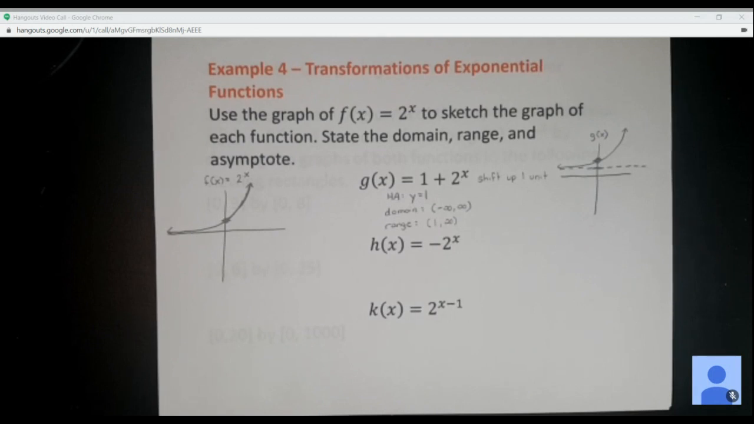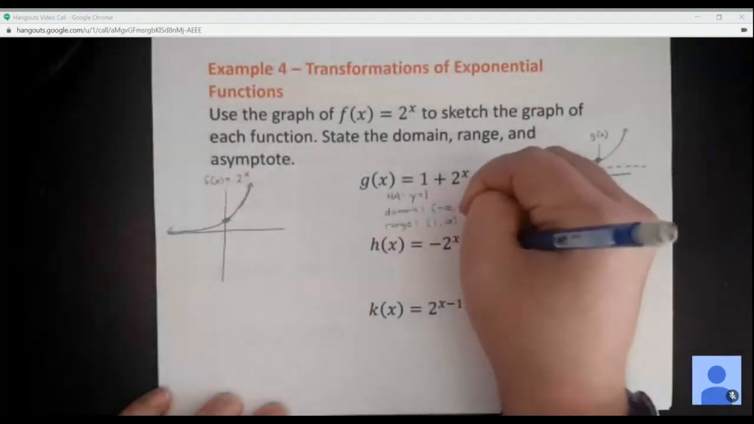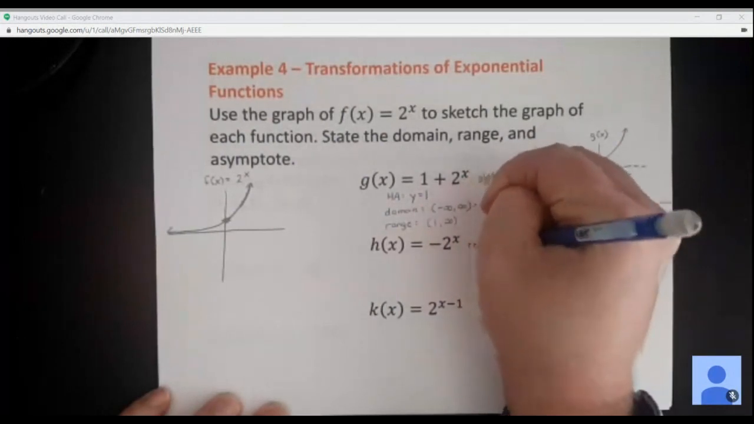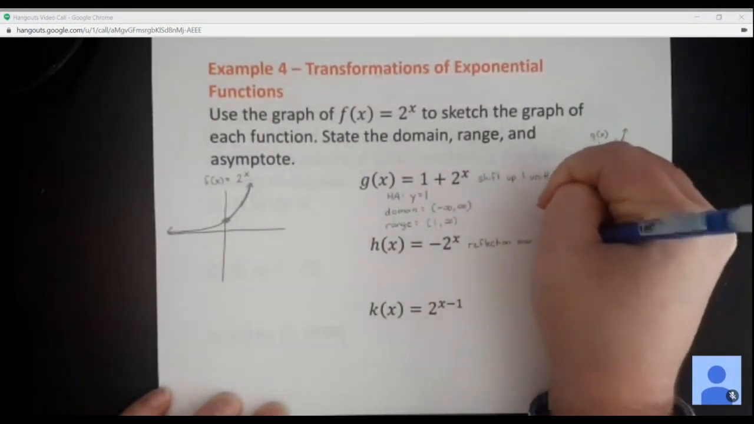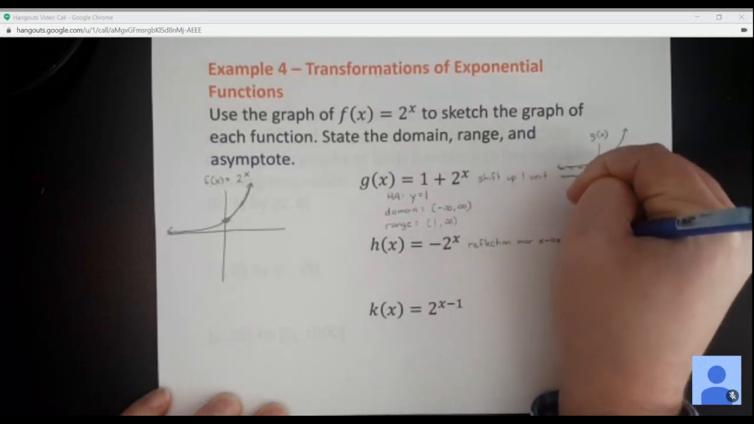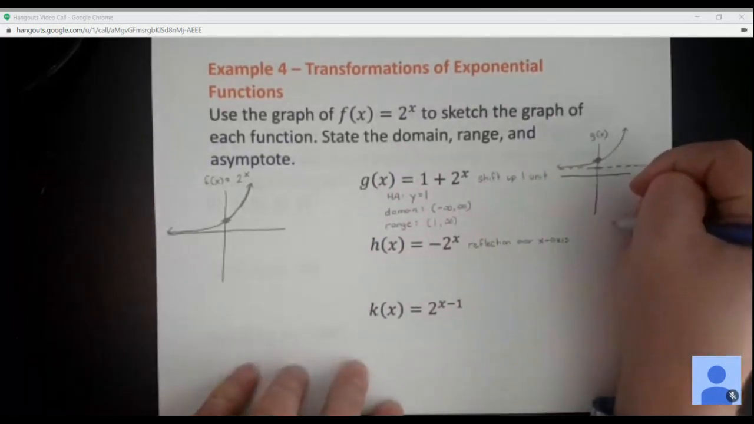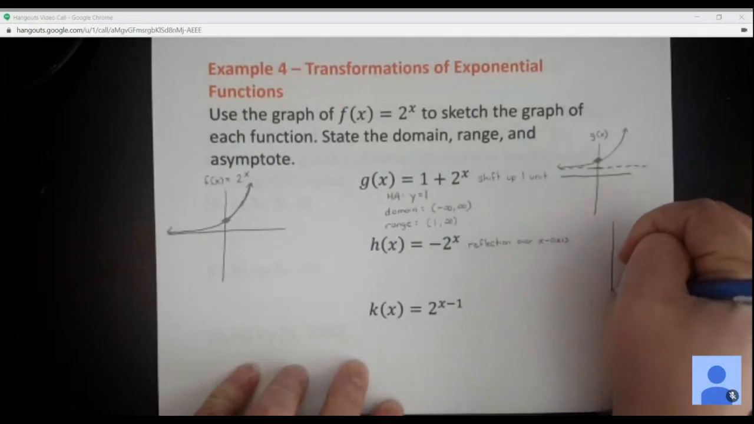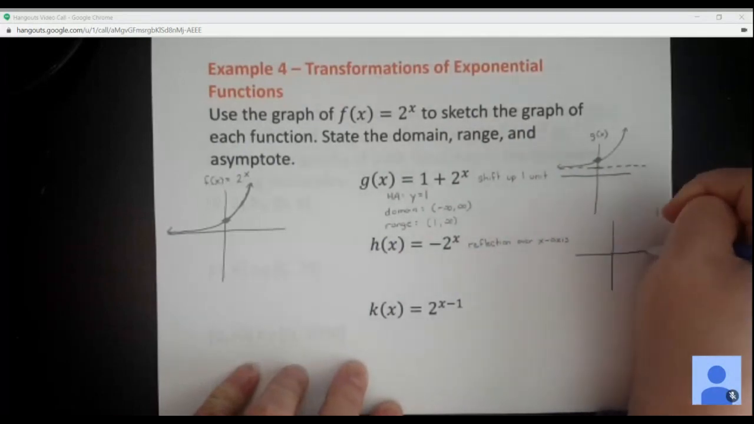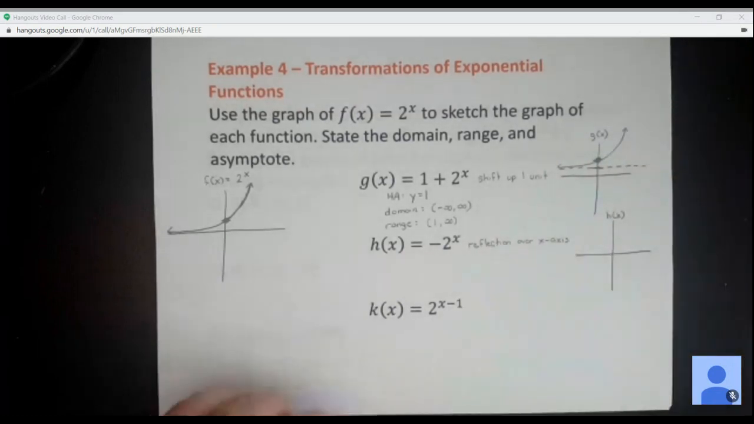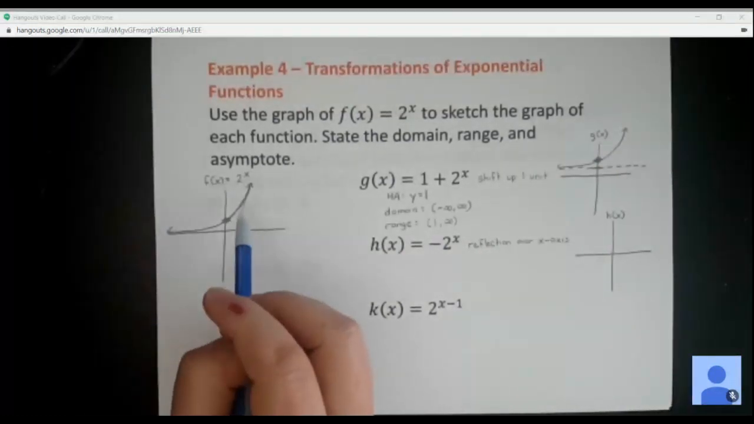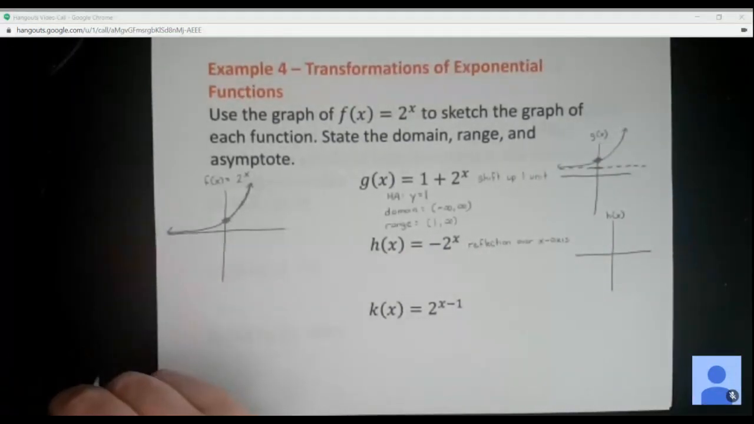Okay, good. So this is going to give us a reflection, and because the negative is out front, that's a reflection over the x-axis. Let's think about this graph. And so again, we're going back to our parent function now, and if I reflect that over the x-axis, what's going to change?